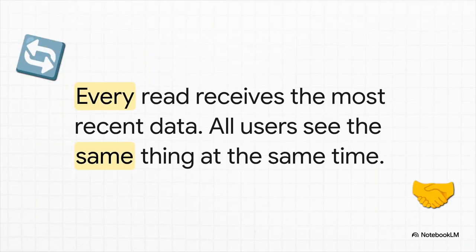First up, the C is for consistency. This is a guarantee that whenever anyone asks for data, they get the absolute most recent, up-to-date version. The perfect example is a shared Google Doc. When one person types something, everyone else sees that change instantly. The document is consistent for everyone, everywhere.